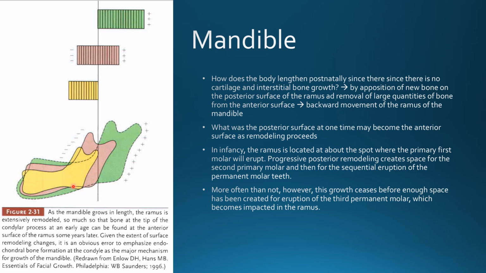Okay, so what was the posterior side at some point, there will be bony removal from the front and bony apposition behind it, so at some stage what was before the posterior side has now become the anterior side. This allows the body to grow and allows more room to accommodate the erupting teeth, the primary molars and then later the permanent molars. However, more often than not, this growth ceases well before enough space has been created for the eruption of the third permanent molars, which as a result get impacted.